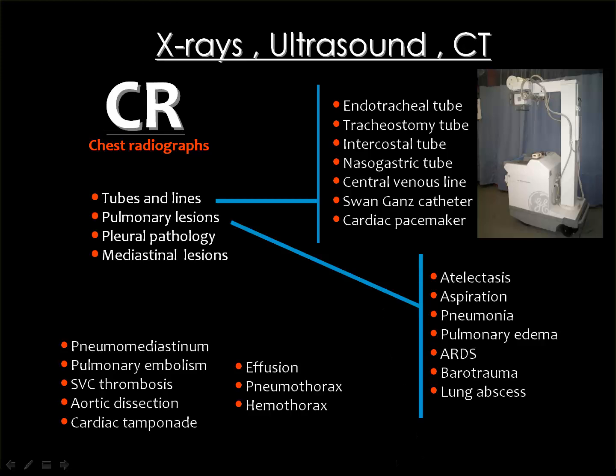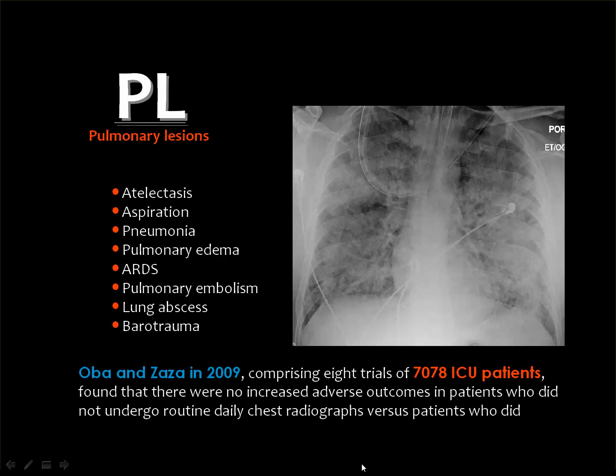Then the pulmonary lesions we would like to discuss are atelectasis, aspiration, pneumonia, edema, acute respiratory distress syndrome, barotrauma, and lung abscess. The pleural lesions we would like to discuss are effusion, pneumothorax, hemothorax, and mediastinal pathology. We would like to say something about pneumomediastinum, pulmonary embolism, superior vena cava thrombosis, aortic dissection, and cardiac tamponade.